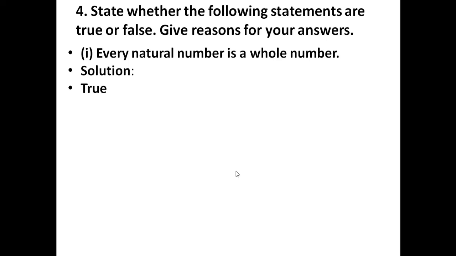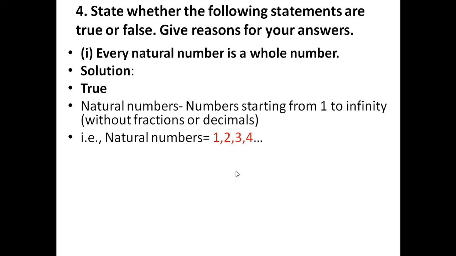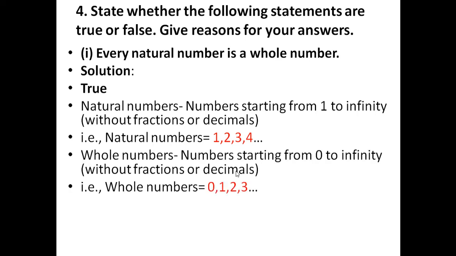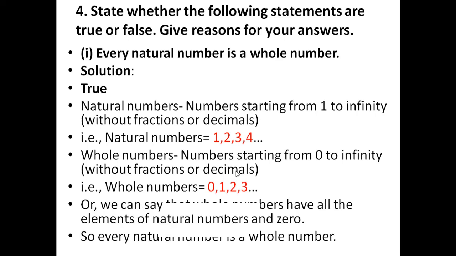So we have to state the reason also here. So we have to explain. Natural numbers start from 1 to infinity, without fractions or decimals. Examples: 1, 2, 3, 4. Then whole numbers start from 0 to infinity. That also we have written here. Then we can say that whole numbers have all the elements of natural numbers and 0. So every natural number is a whole number. This is how you have to give the reason. Understood?